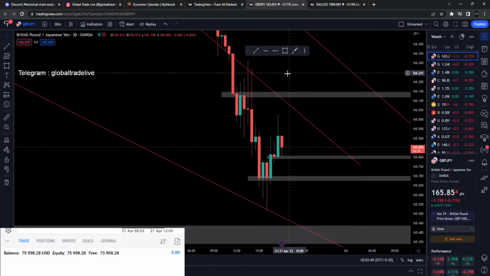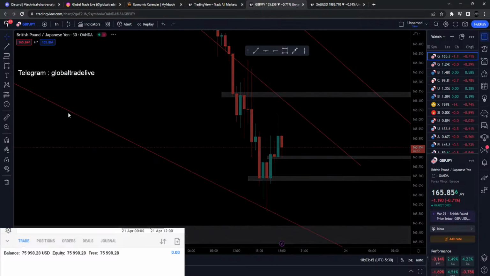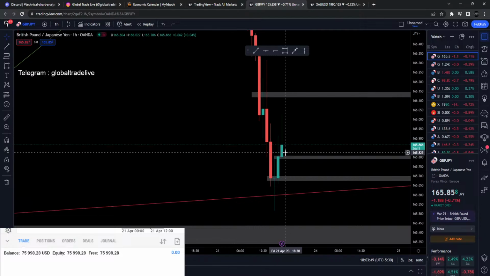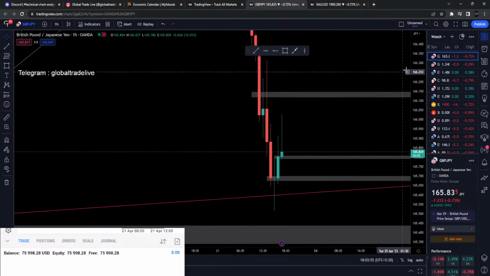So right now nothing is happening in GJ, because right now it's in a bullish momentum a little bit. So I might wait for this 1 hour candle to close, and then we'll look for something.